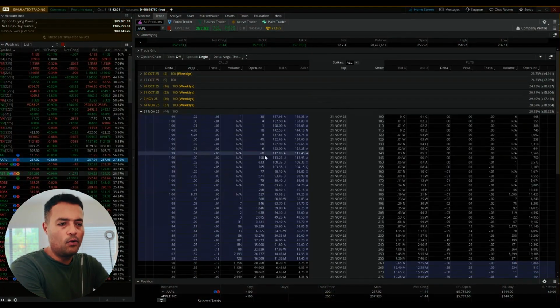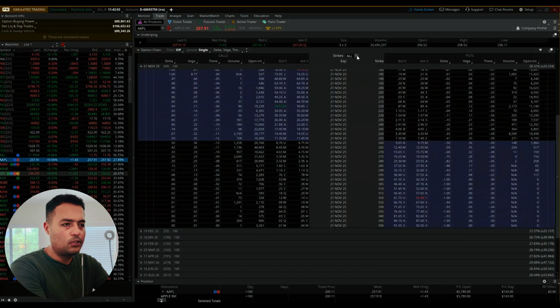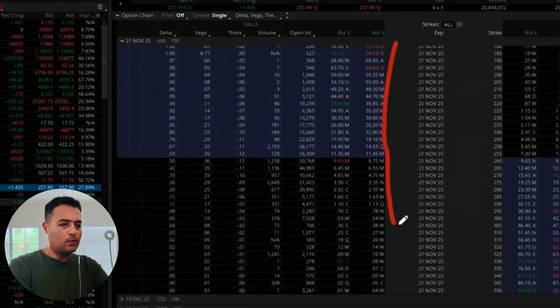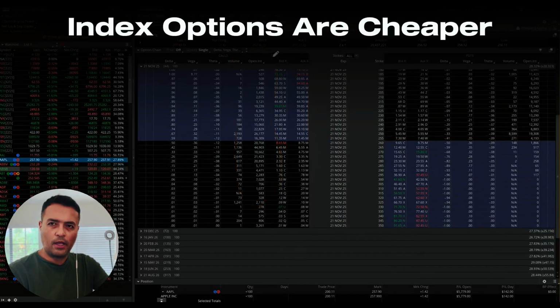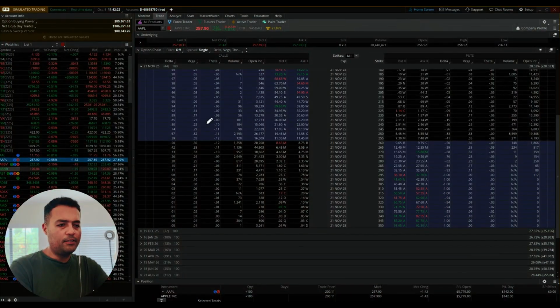So there's a 44-day cycle available here, right? Select all the strikes. Now look at this column, volume and open interest. Big numbers here, thousands. This is what we like to see. The stock and the position should have thousands of open interest and volume on a daily basis. And let's pick up a delta.